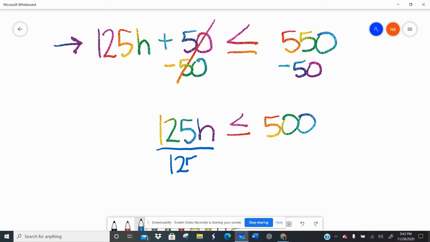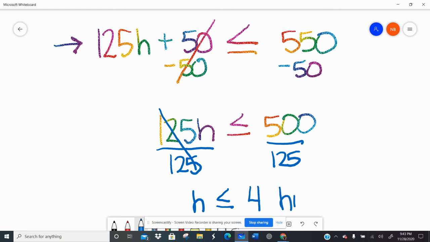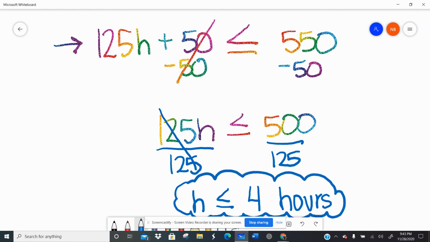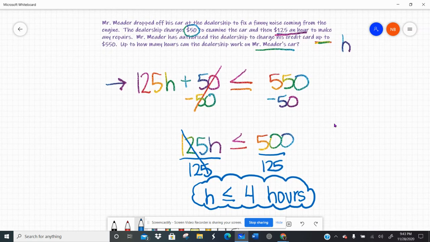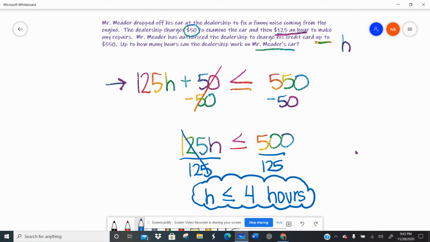Now I divide by that coefficient. We want to get rid of that 125. h comes down, less than or equal to, sorry, 500 divided by 125, whoopsie, is 4 hours. So they can work on his car up to 4 hours, but not more than 4. So if they don't have it fixed within 4 hours, they're going to have to call back and ask for more money. All right, so that is how we set up and solve multi-step, really 2-step inequalities.